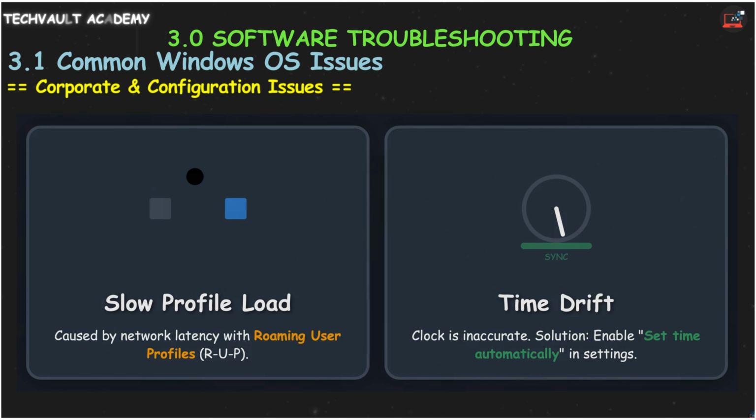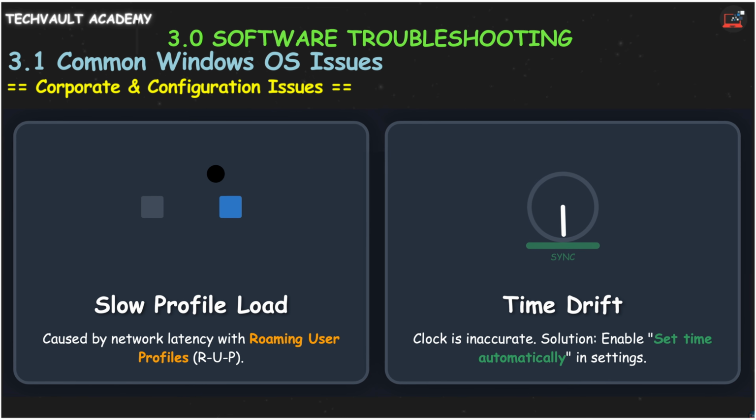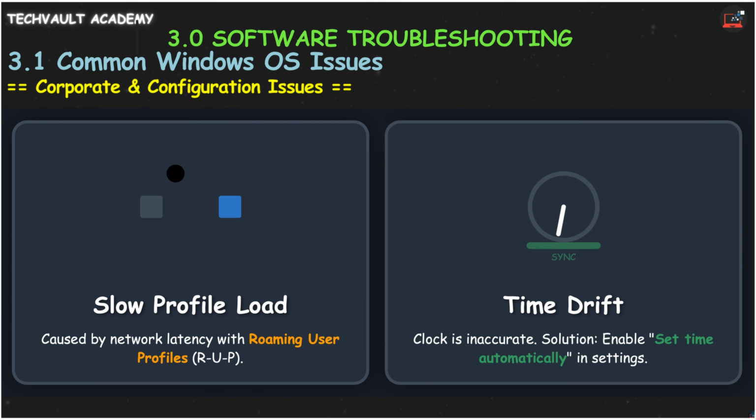In a corporate environment, a slow profile load is almost always a network issue, caused by latency when syncing a roaming user profile. This is a problem for the domain administrator to solve.